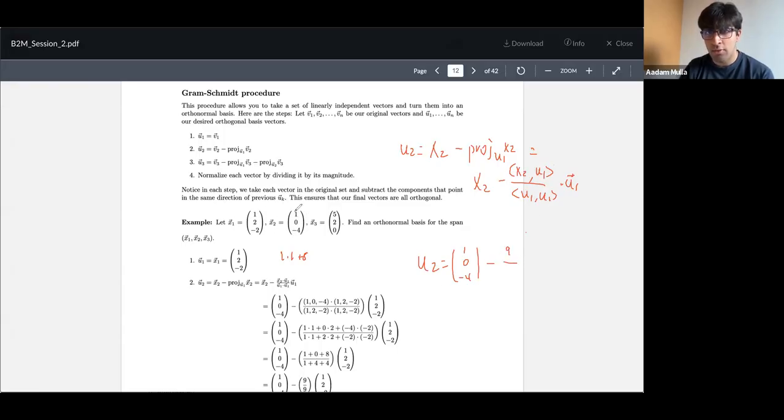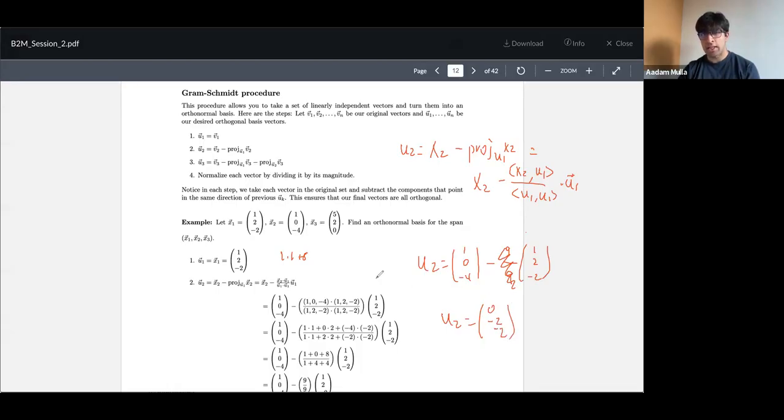Then u1 dotted with itself is going to be this guy dotted with this guy. So 1 times 1 is 1, 2 times 2 is 4, and negative 2 times negative 2 is 4. So 1 plus 4 plus 4 is 9 again. 9 over 9 times, remember, u1 is a vector itself: 1, 2, negative 2. So 9 over 9 obviously becomes 1. This becomes 1 times this vector, so we're basically just doing this vector minus this vector. And then we get that u2 equals 1 minus 1 is 0, 0 minus 2 is negative 2, and negative 4 minus negative 2 is negative 2.